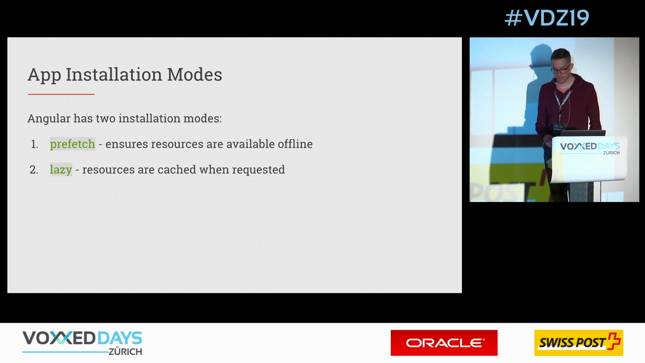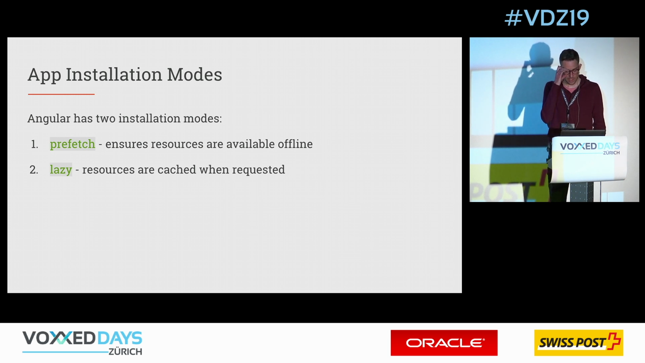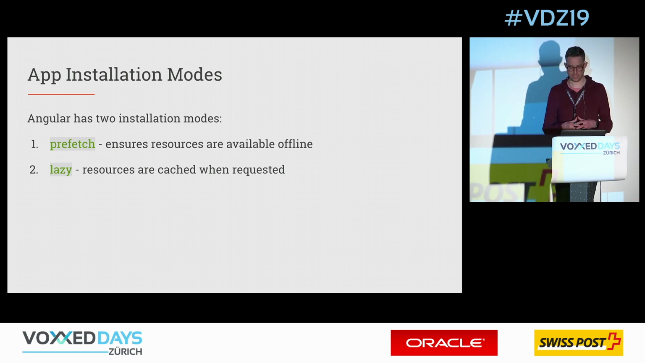So there's a couple of different options when you're configuring your progressive web app in Angular, right? There's two installation modes. The first one is prefetch. This ensures that the resources are available when it's offline. So what's going to happen here is once the PWA is installed, we're going to go out and prefetch all of those resources that we just talked about, and then we'll actually display the application to the user.